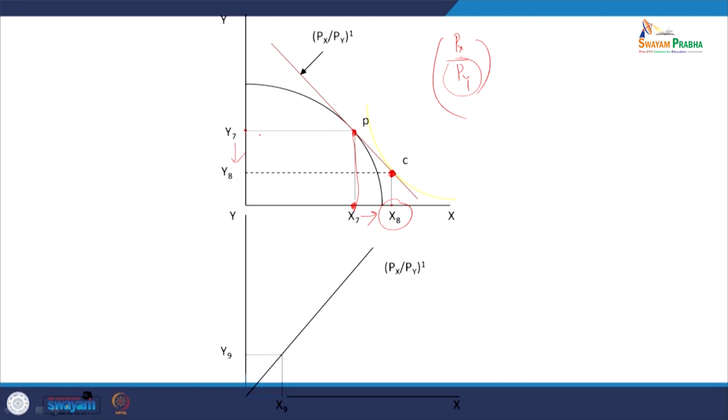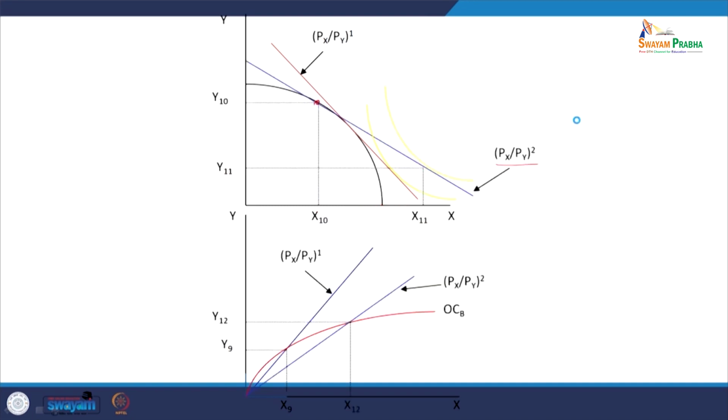Now, when country B is demanding more of X, the relative price of X actually increases, and therefore the terms of trade actually decline. Why? Because for country 2 their terms of trade is Py by Px. This is simply Py by Px, and since Px increases, this as a whole falls. So, this is what is explained here.